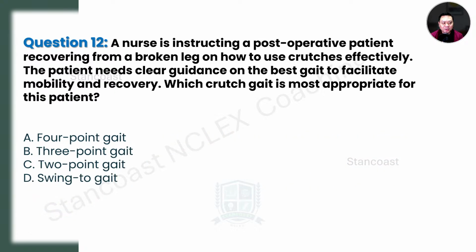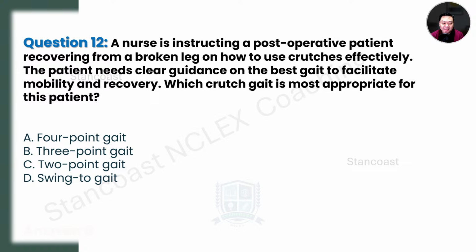Alrighty, number 12. A nurse is instructing a post-op patient recovering from a broken leg on how to use crutches effectively. The patient needs clear guidance on the best gait to facilitate mobility and recovery. Which crutch gait is most appropriate for this patient? The patient is post-op, recovering from a broken leg. So, would that be A, 4-point gait, B, 3-point gait, C, 2-point gait, D, swing-to gait?